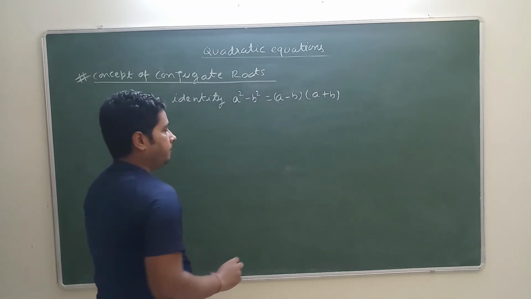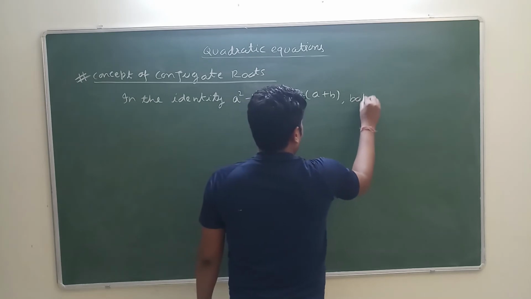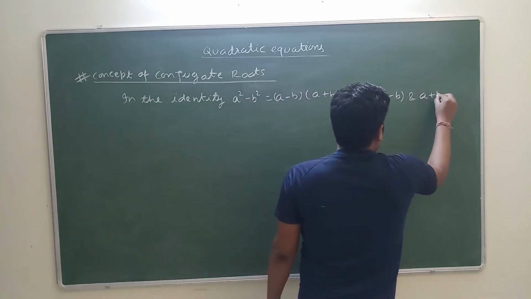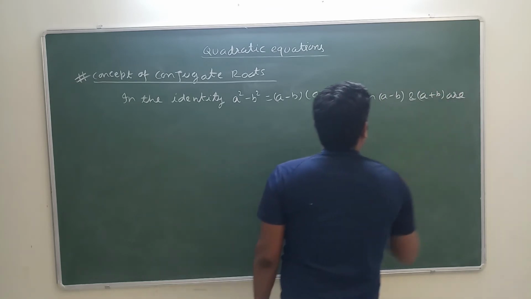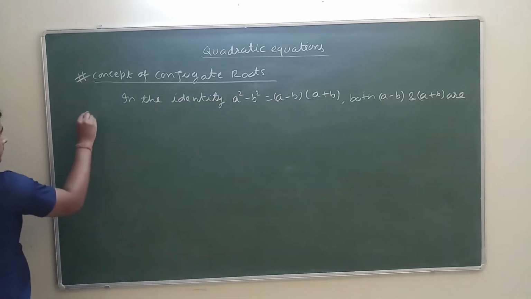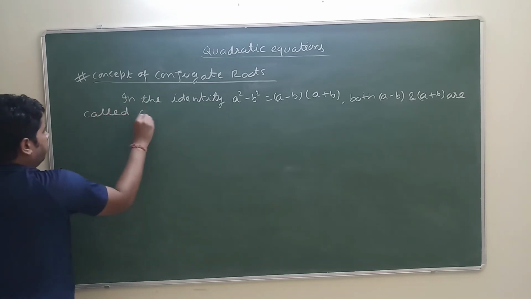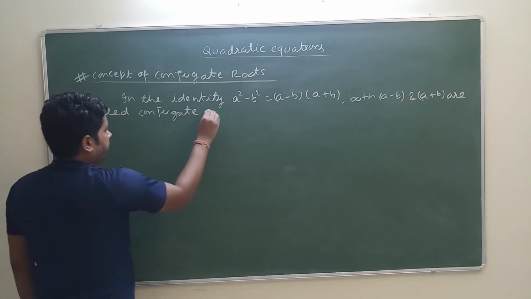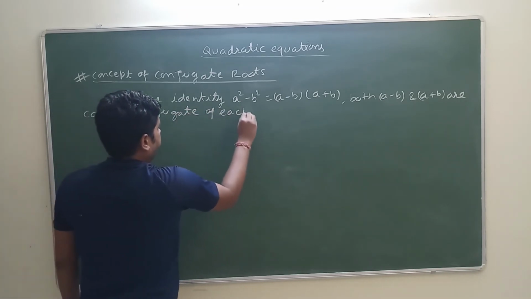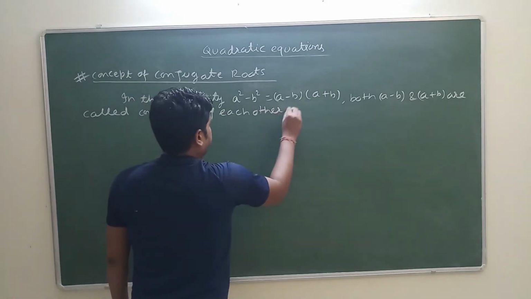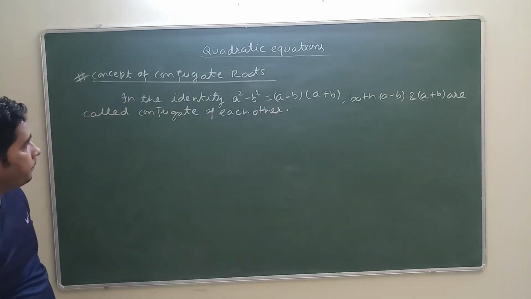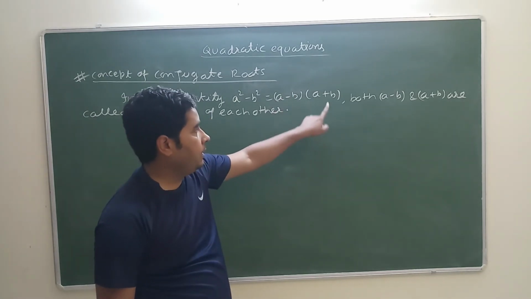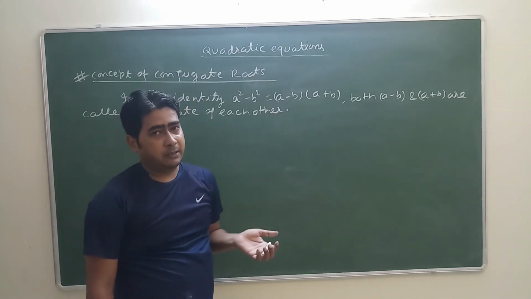In this identity, both a minus b and a plus b are called conjugate of each other. So in this identity, a minus b is the conjugate of a plus b and a plus b is the conjugate of a minus b.